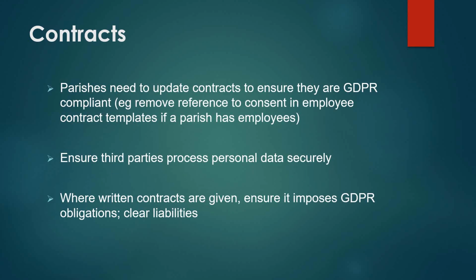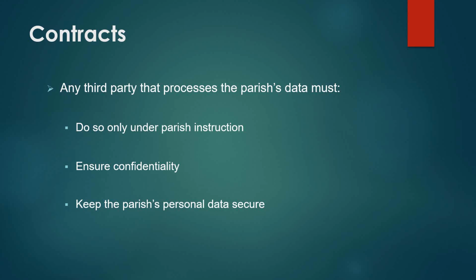The key points on contracts are listed on this slide. The third parties referred to in the second point include organisations that the parish may use, such as IT companies. Where written contracts are given, do make sure that they include the GDPR obligations and clear liabilities. Any third party that processes the parish's data must do so only under parish instruction, ensure confidentiality, and keep the parish's personal data secure.